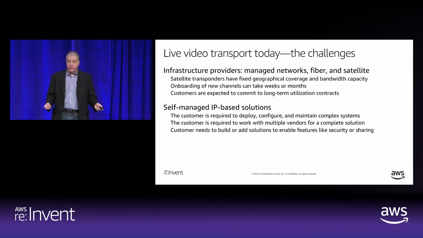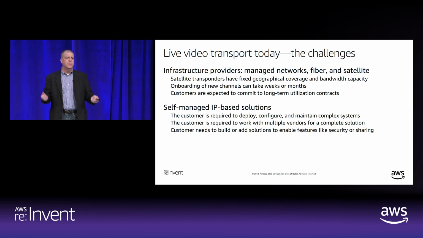So there were two ways that operators typically managed this problem. And they both had challenges. The traditional way was to go to an infrastructure provider. You would go to someone who provided a managed network, maybe it's a fiber network, maybe it's a satellite network, and you'd provision some fixed amount of capacity. This was secure and reliable, but it was slow to set up. They had fixed geographic coverage and limited capacity.